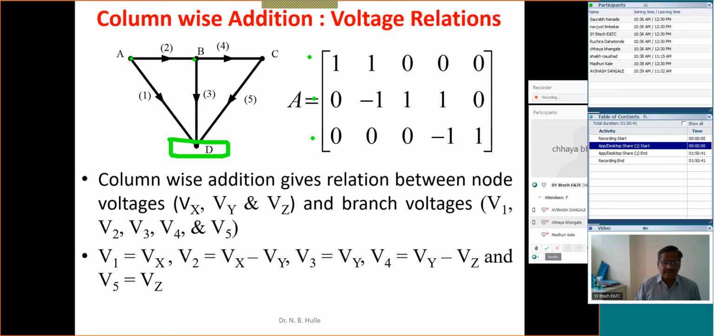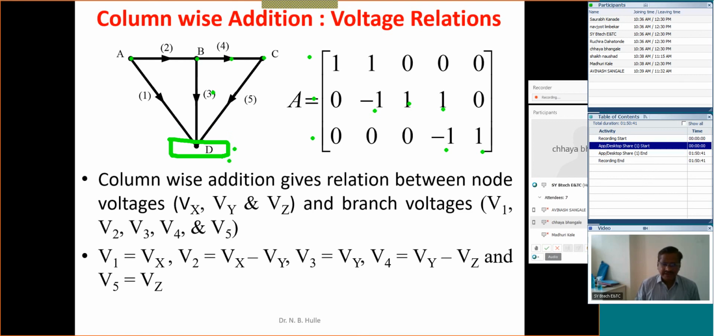Similarly, for the node number 2, this 4 is outgoing, 3 is outgoing, and this 2 is incoming. That's why it is minus. Is it right? And similarly, for the node C, here 1 is outgoing, one is incoming, other is outgoing. This 4 is incoming, which is minus 1, and this 5 is outgoing, that's why it is plus 1.